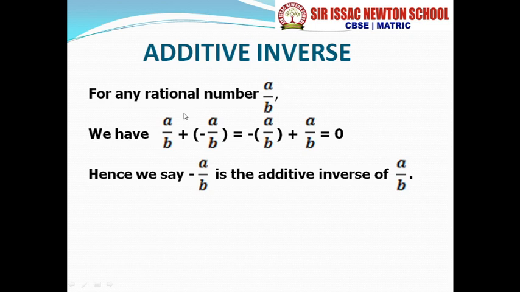The additive inverse is the negative of that rational number. So for the rational number a by b, what is the negative? Minus a by b. Suppose I take my rational number as 2 by 5, then the additive inverse is minus 2 by 5. So the negative of a rational number becomes the additive inverse of the number.